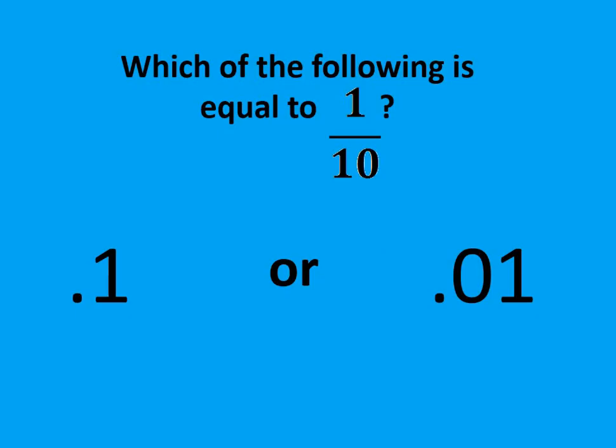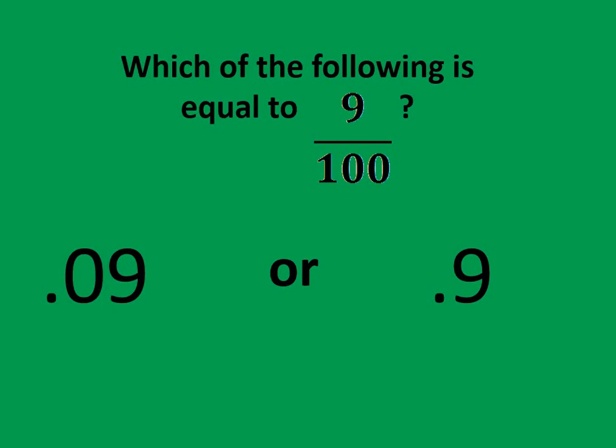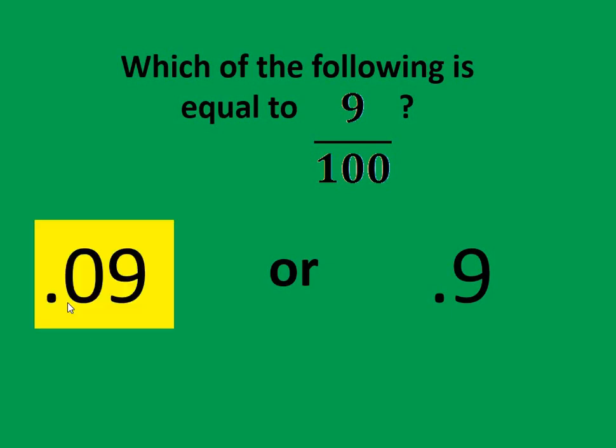Which of the following is equal to 1 out of 10? 1, and the decimal point should be after one place. So the answer must be this one. 1/10, okay? Which of the following is equal to 9 out of 100? 100 has 2 zeros, which means the decimal point should be after 2 places. 2 places. 1, 2. This is the correct answer.